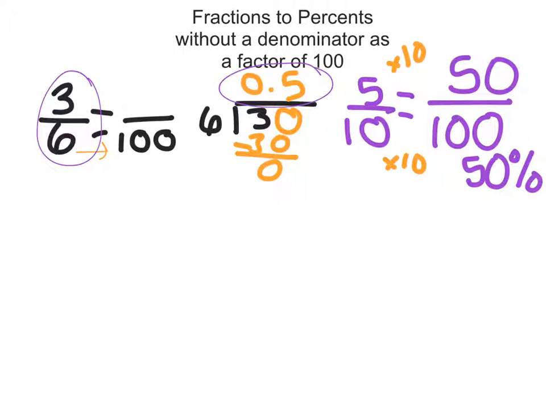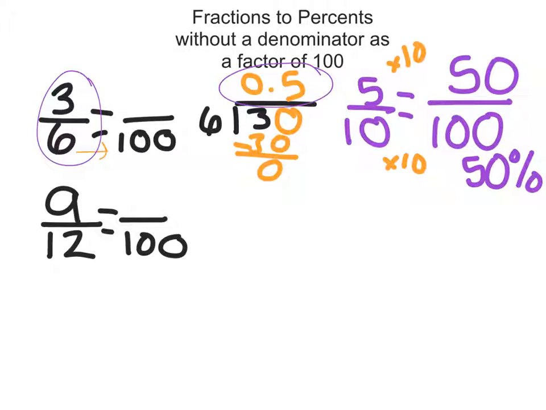Our next example will be 9/12. So again, to write a fraction as a percentage, we need a denominator of 100. But we know that we cannot get from 12 to 100 by multiplying. So again, we're going to have to divide.